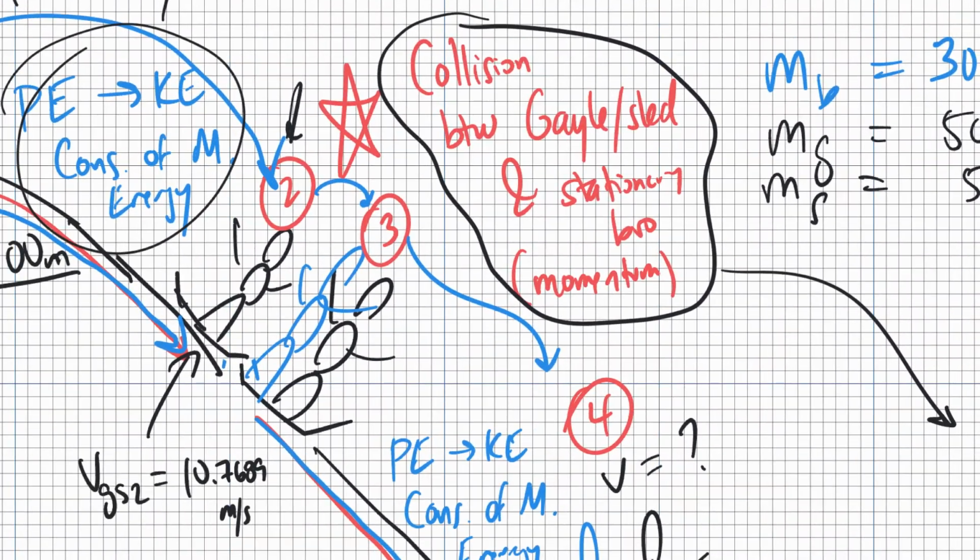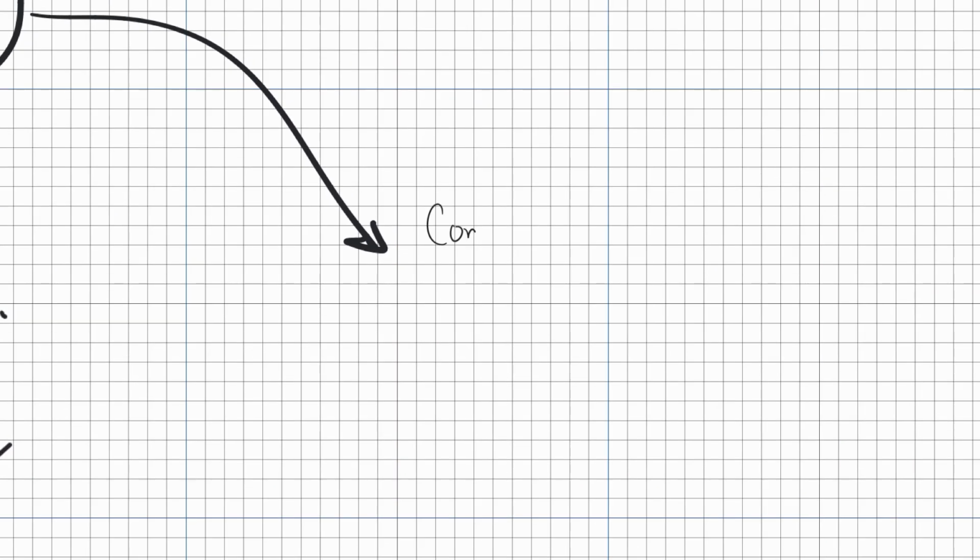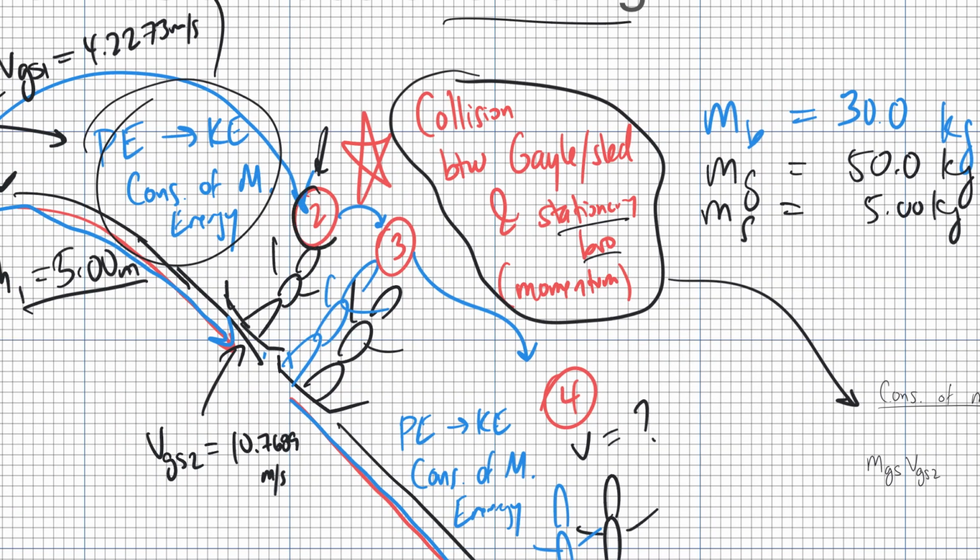Now remember, after we get the stationary brother on there, the stationary brother is basically becoming a part of the sled. So this will be another perfectly inelastic collision. So this will be conservation of momentum. Beforehand, we've got the momentum of Gayle and the sled: mass of Gayle and sled times the velocity of Gayle and sled before that collision. I believe we called that 2. So this is right here.